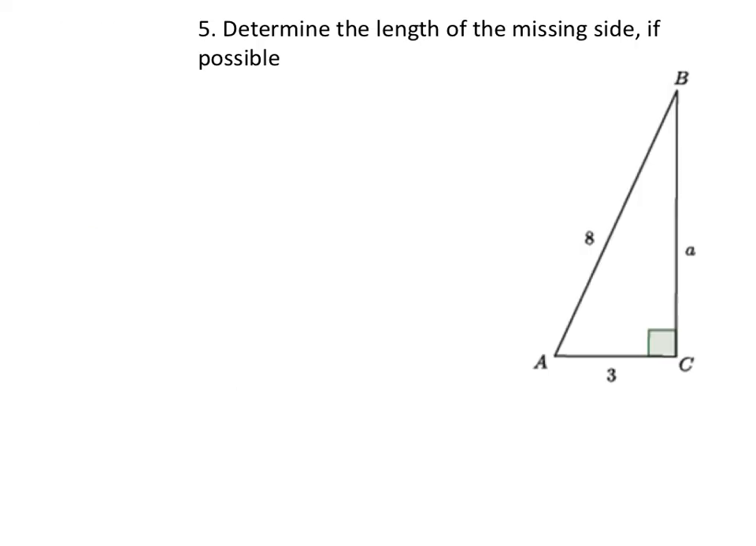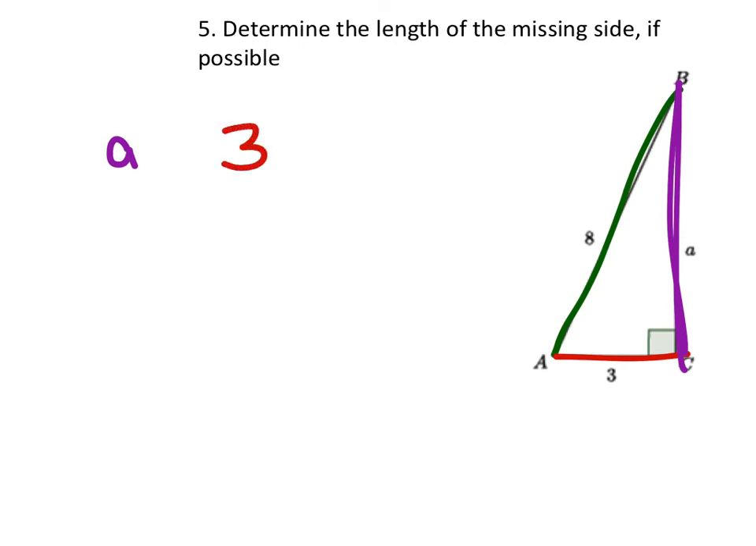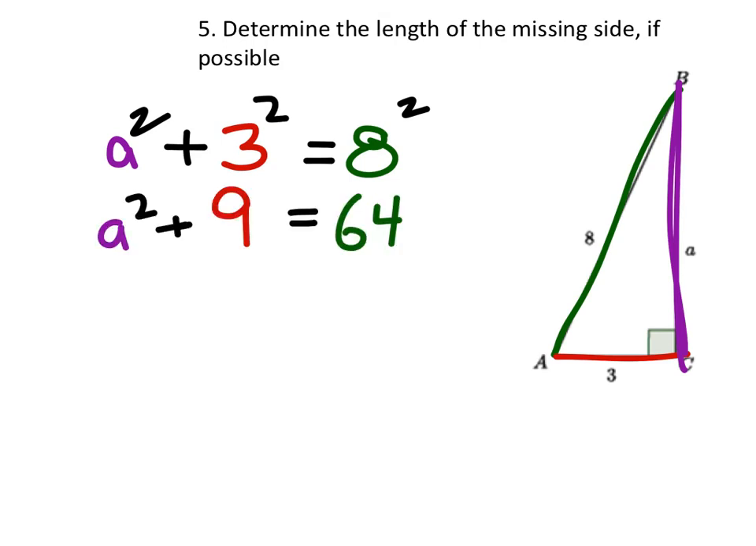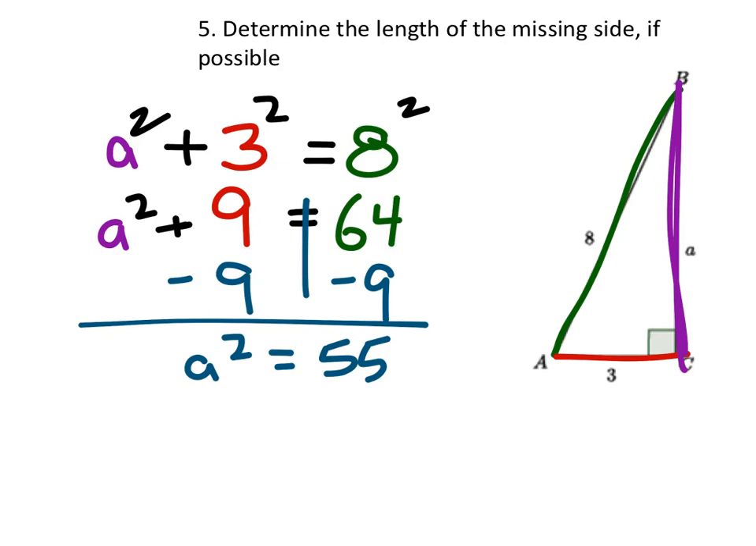Determine the length of the missing side if possible. I guess this is number 5. All right, on this one, once again, we're given the hypotenuse right there and this side length. So we're going to solve for this unknown leg. So I've got the leg in purple and the leg in red, and then the green hypotenuse. If I square the two legs and add them together, I should get the hypotenuse squared. So let's show the work for this one. If I just want the length of A, then I would take that area of 55 and square root it. So there's my answer on this one.